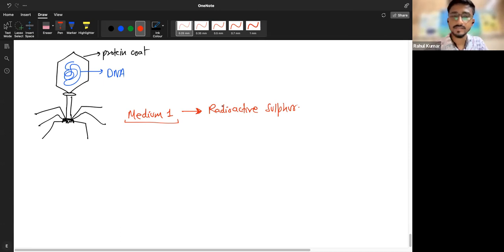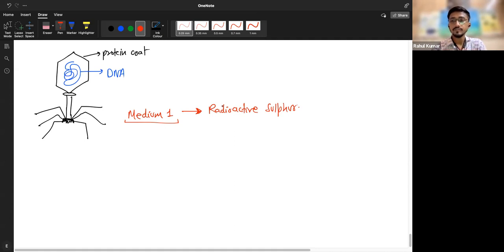Now, what is the advantage of this? The idea behind this is, if you can separately mark protein and DNA and then visualize which one gets inside the bacteria, then we will be able to say whether protein is the genetic material, which people used to believe at that time, because protein does all the important business in the cell. So they thought that protein might be the genetic material. But if protein goes inside, we will be able to see it because we will radioactively mark it. If DNA goes inside the cell, we will be able to see that also because we will radioactively mark DNA.